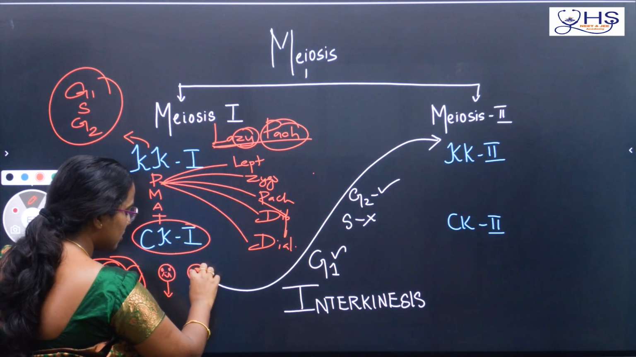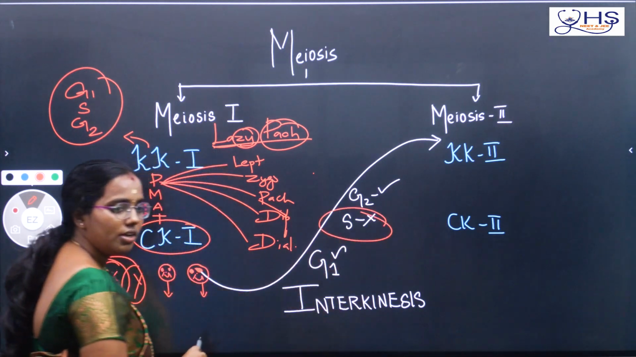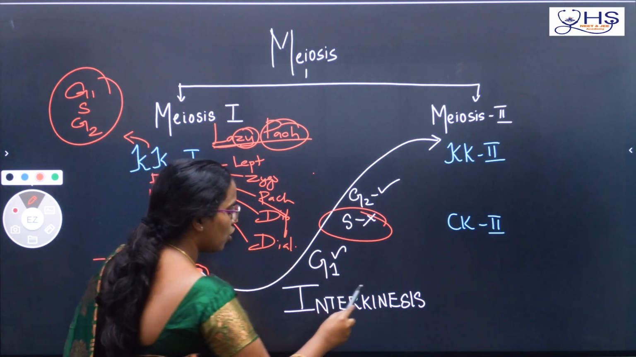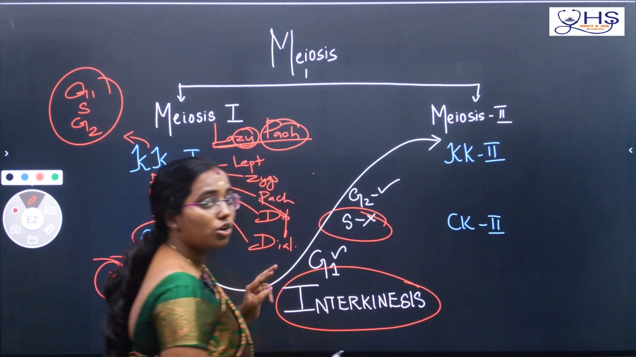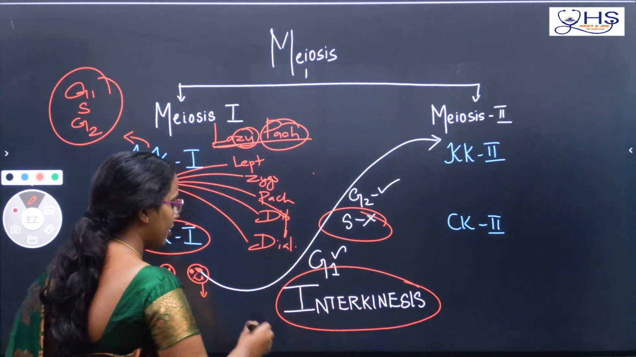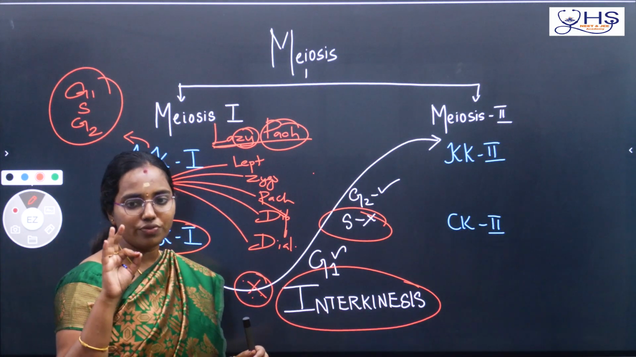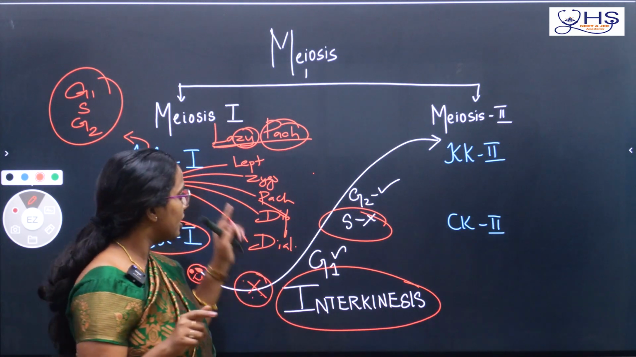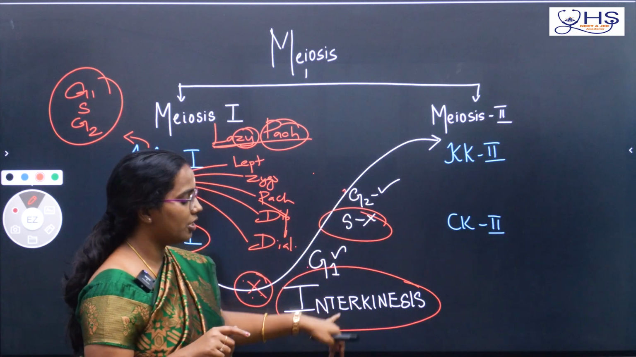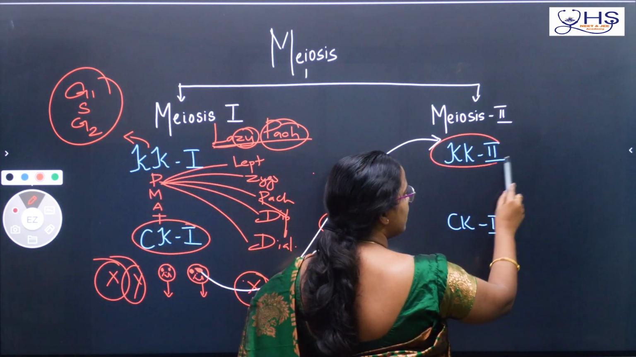Now these 2 cells will undergo G1, G2 once again, not S phase. This phase is very short. That's why we do not call this interphase 2. We give a new term for that, called interkinesis. This is very, very important. Usually G1, S, G2 together we call interphase. Here, the G1 and G2 in the middle of the transition from meiosis 1 to meiosis 2 we call interkinesis. After that we have karyokinesis 2.